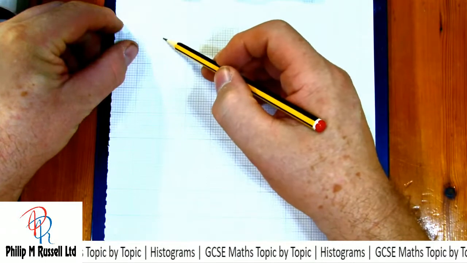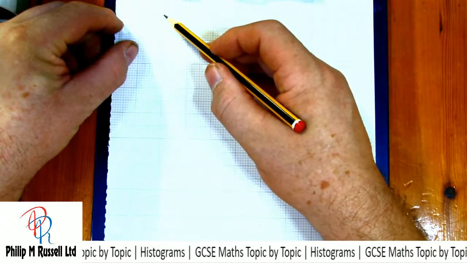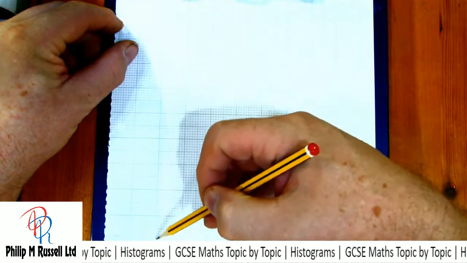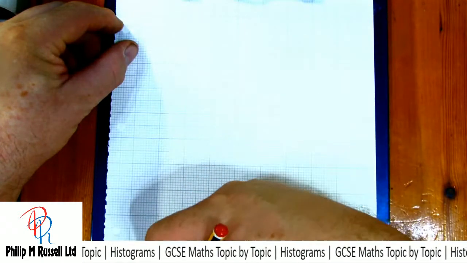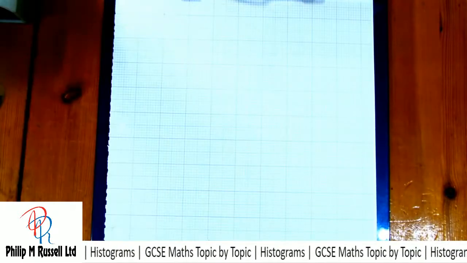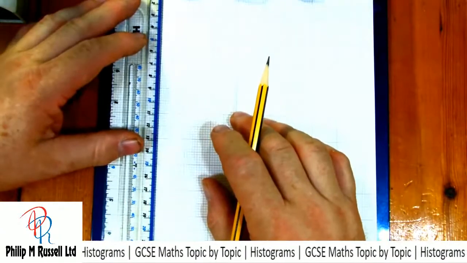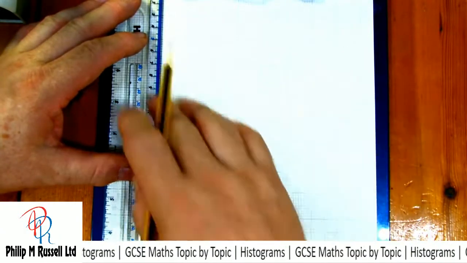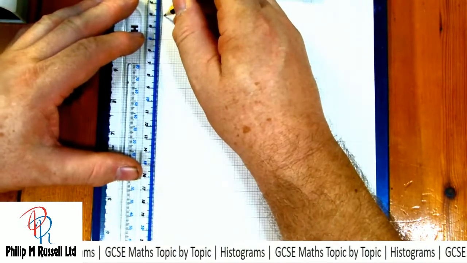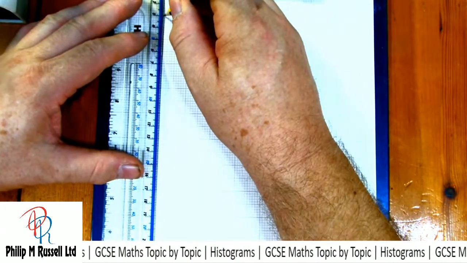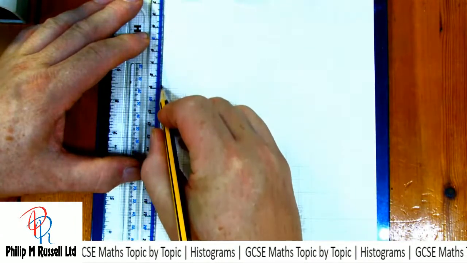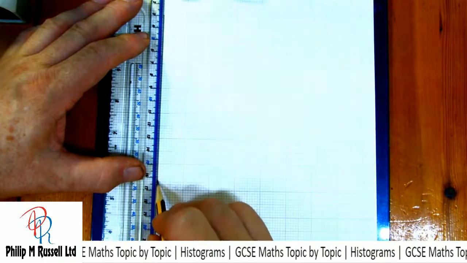So if I start at 0 there, 1, 2, 3, 4, 5, 6, 7, 8, 9, 10, 11, 12, 13, 14. I could just about do it, but I'm going to probably set that about 7 long, and I've got plenty of width here, so we'll start here. So we've got 7, 1, 2, 3, 4, 5, 6, 7.